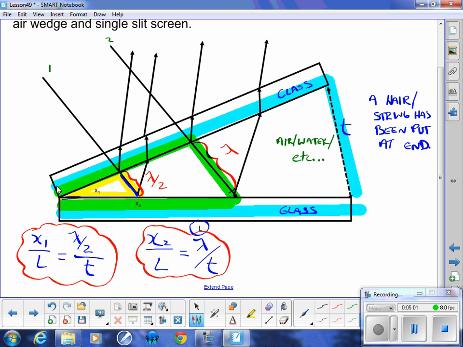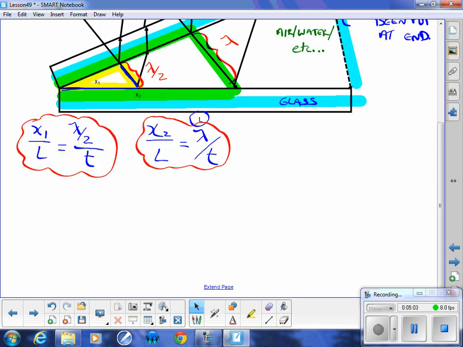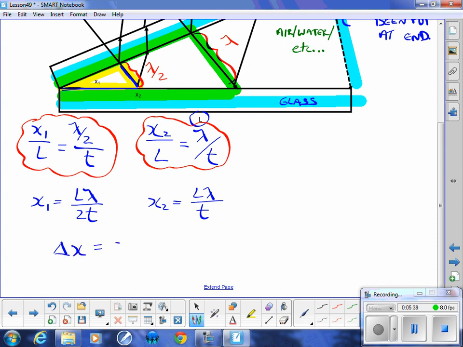Now for both of those, I'm going to rearrange, so I get to do a little bit of algebra. The first one I'm going to solve for x1. So x1 becomes, the L gets multiplied by the lambda, and the 2 moves to the denominator, so x1 is equal to L lambda over 2t. Similarly, for x2, I multiply the L up, so we get L lambda over t. Now, what I want to look at is the difference in the x values. So I want to calculate delta x. Delta x is simply x2 minus x1.